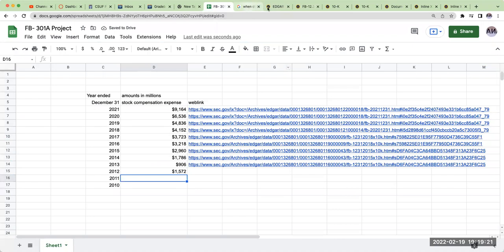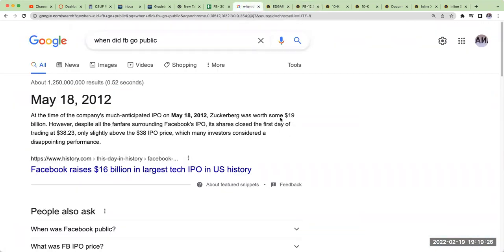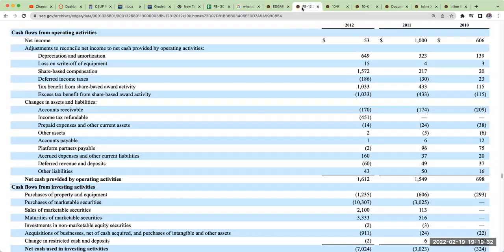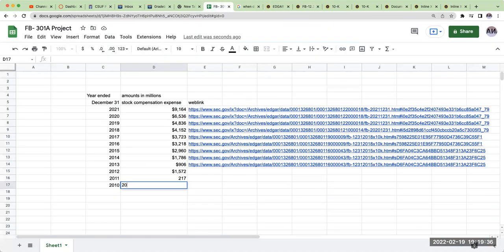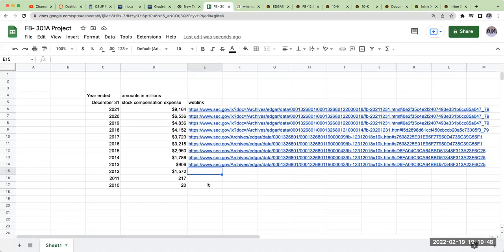Or 1,572,000,000. In 2011, this is going to be 217. And then in 2010, this is going to be 20 million. And the last thing we're going to go ahead and do here is we're going to go through and total this up. Okay, so right over here, we're going to go ahead and pull our references.